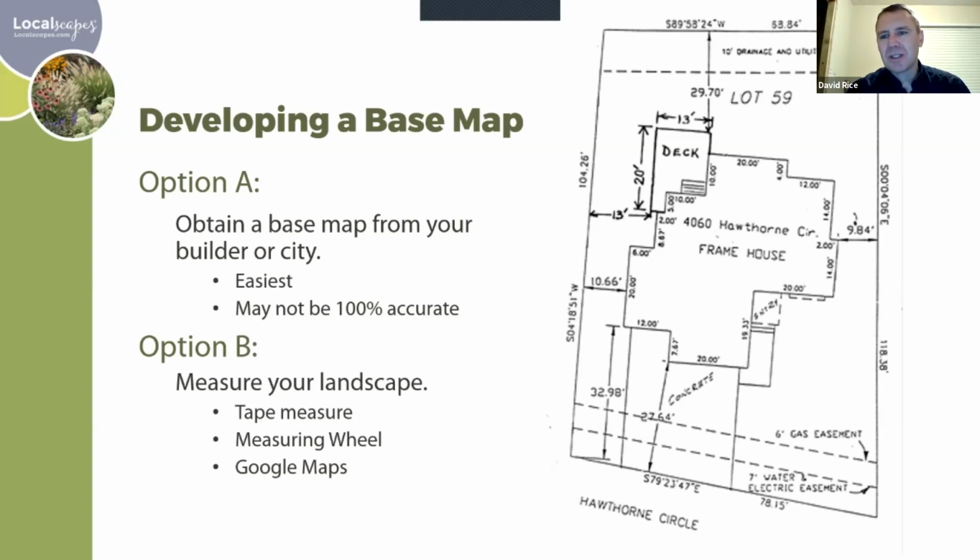Now, if there's been improvements on it, it may not show any of those. This is usually stuff that's done when the development happens. So if an extra deck's been built on or a shed's been built somewhere, it may not have any of that on the basic plot map, but that's a good place to start.